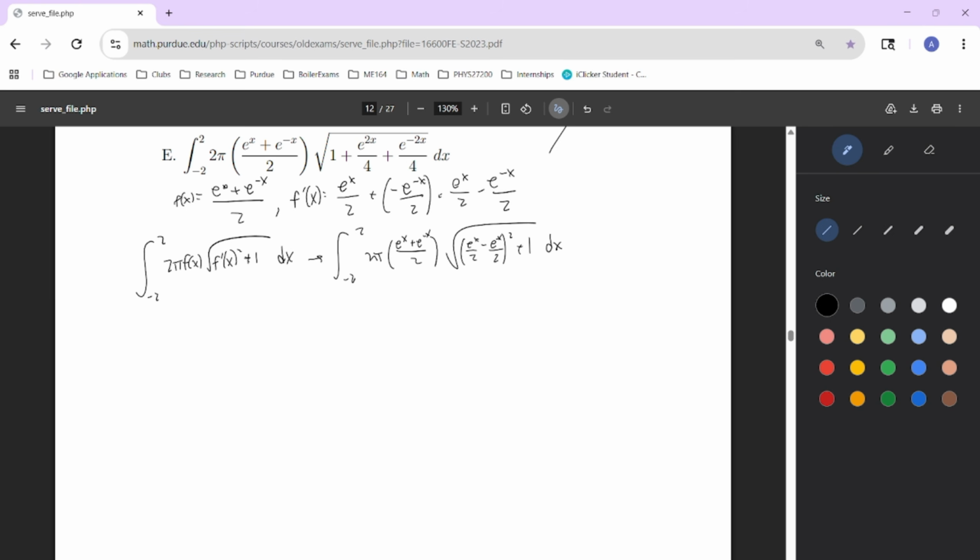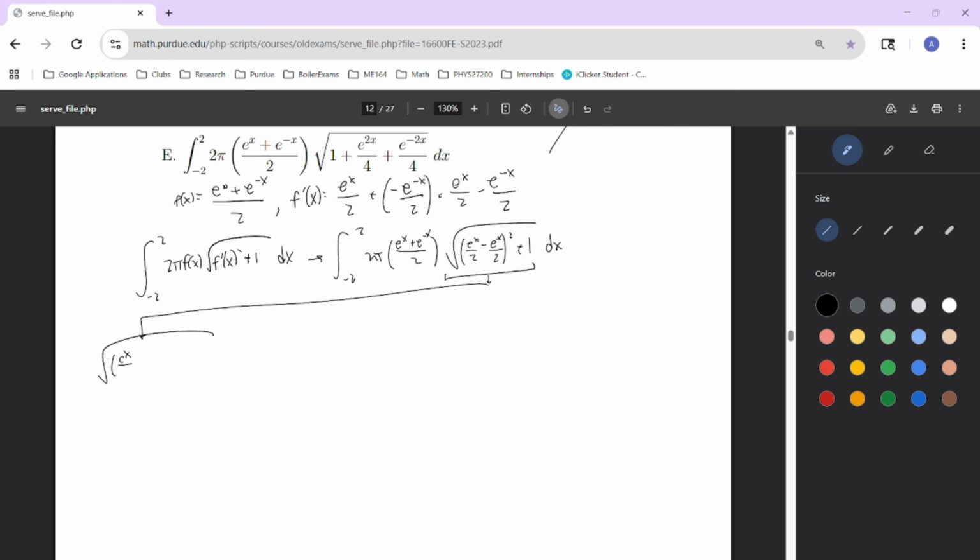And then dx. So for the purposes of simpler calculations, I'm going to isolate this part here and only solve for that. So I'm going to bring that out back to the left side of the page. That would become the square root of e to the 2x over 4. I'm just expanding this out right now like a polynomial.